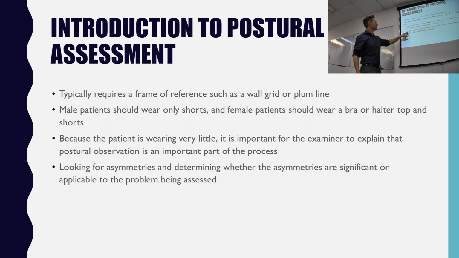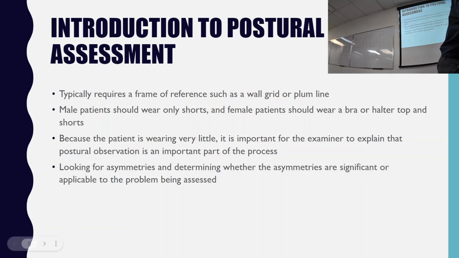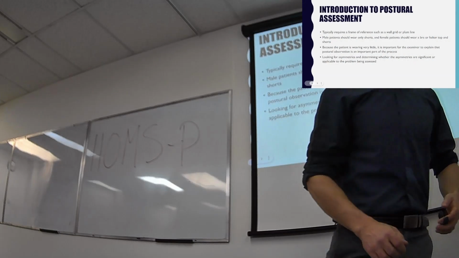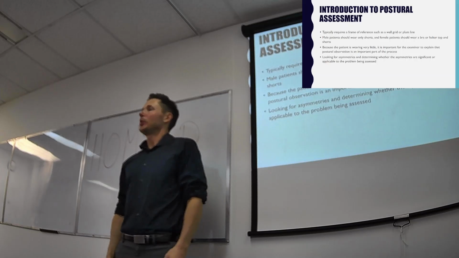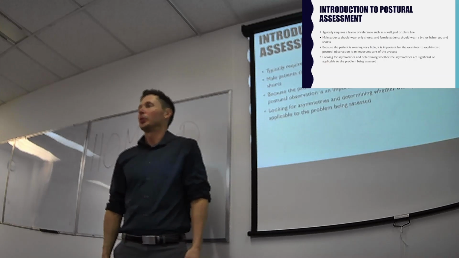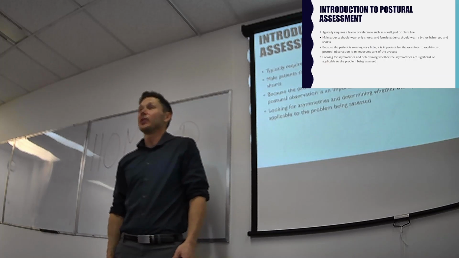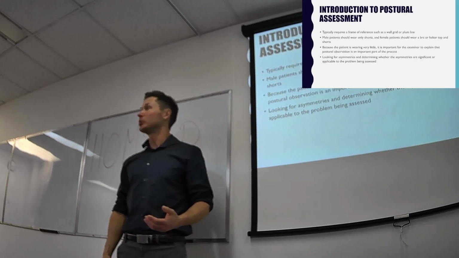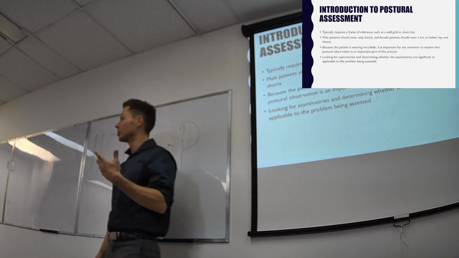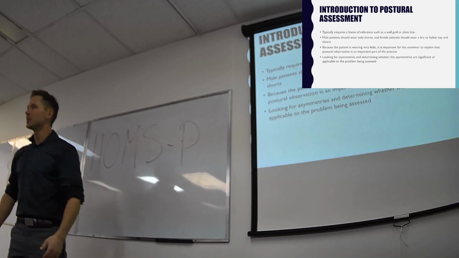Largely in the beginning, what we're looking for is asymmetries, and determine if the asymmetries are significant and applicable to the problem being assessed. Large asymmetries, right? So for example, if I were to stand with my shoulders relatively similar, a large asymmetry would be an elevated shoulder on the left and a depressed shoulder on the right. That's a significant asymmetry. But there might be a minor asymmetry, which is difficult to see, and we need to determine, does that contribute to the problem? We do pay attention to the asymmetries.